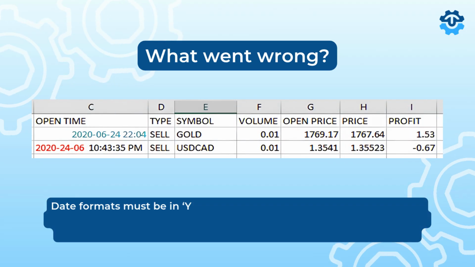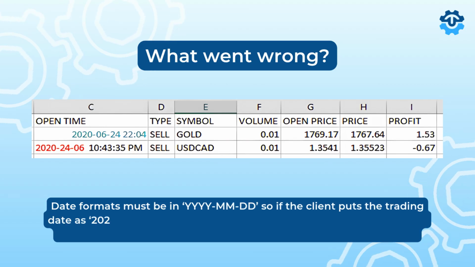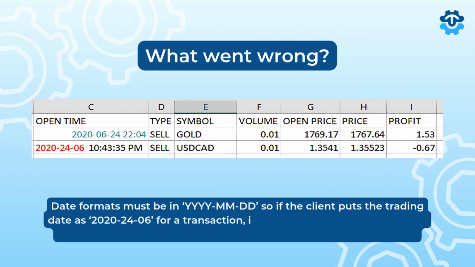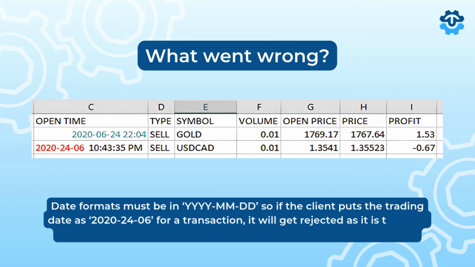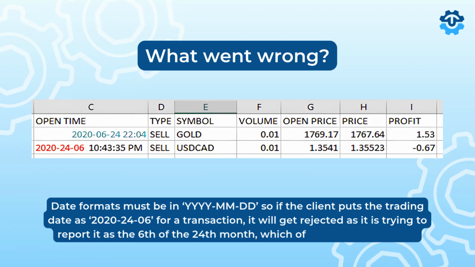Date formats must be in year, month, day, so if the client puts the trading date as 2020-24-06 for a transaction, it will get rejected as it is trying to report it as the 6th of the 24th month, which of course isn't possible.